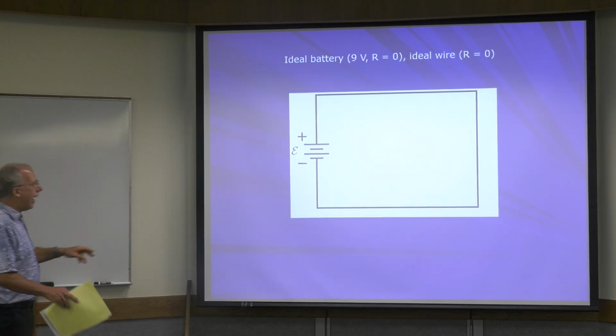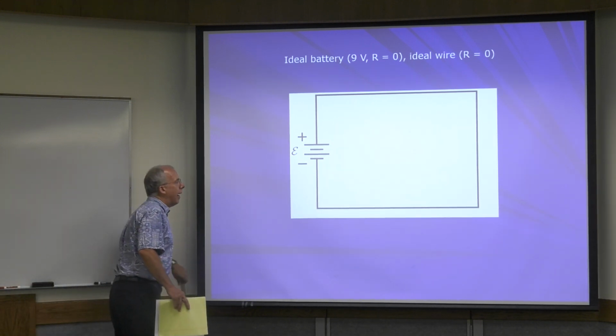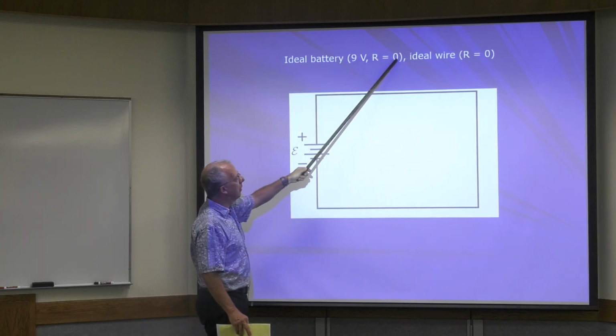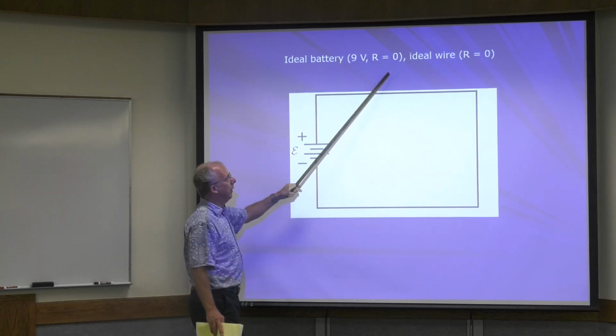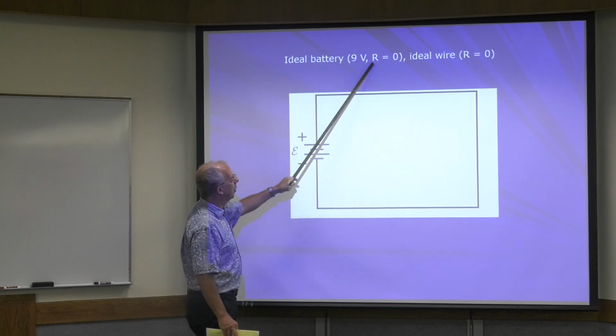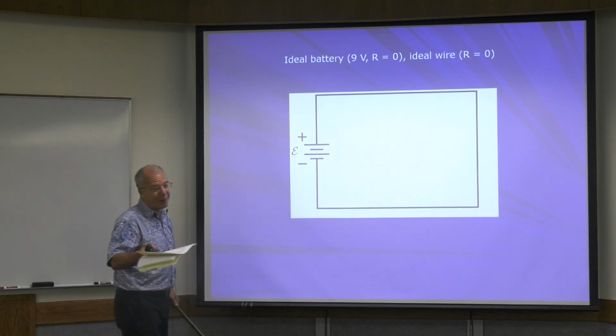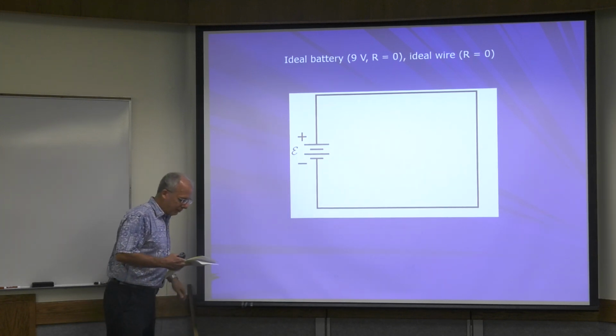So let's say we have an ideal battery. What's an ideal battery? And let's say it's a 9-volt battery. Ideal battery means resistance is 0. We'll talk about a real battery later. So ideal battery has no resistance. And we're going to say we have an ideal wire, or a superconducting wire, with no resistance.